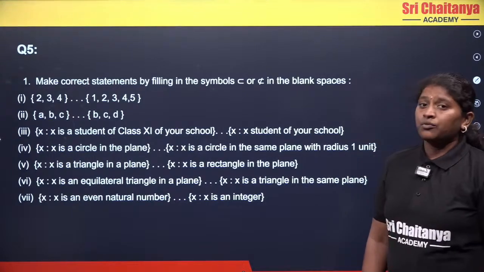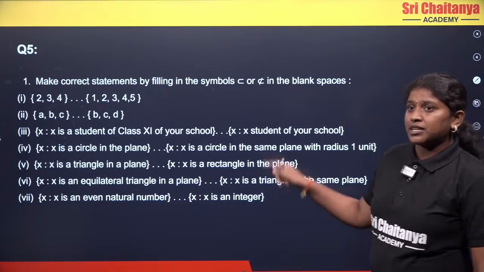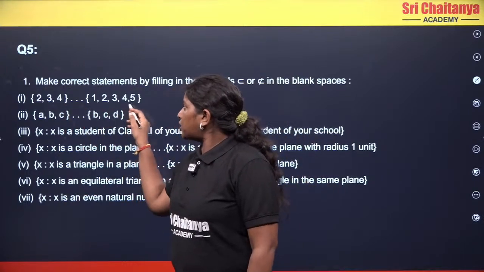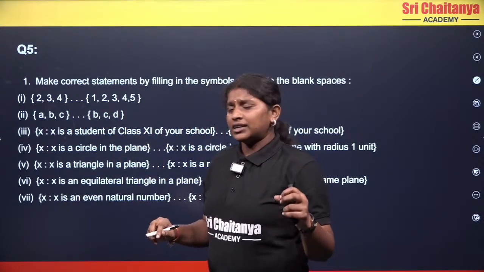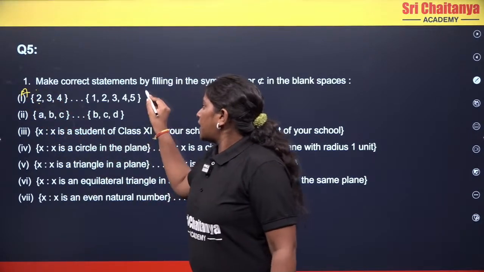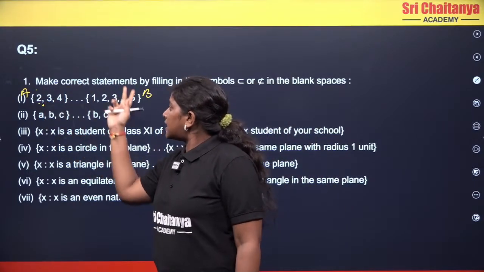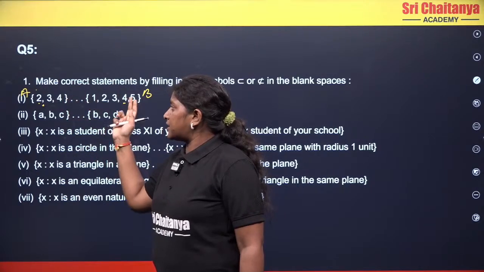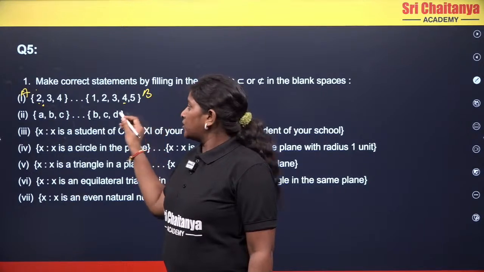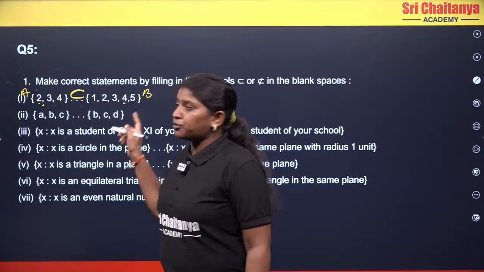Moving to the next, we will solve a question on subsets. Mark the correct statement by filling in the symbols subset or not a subset in the blank spaces. So if we take an example here, {2, 3, 4} and {1, 2, 3, 4, 5}. Just consider these are all set A and these are all set B. If we have all the elements of set A in set B, then it is considered a subset. So these three elements, 2, 3, 4, we already have in set B. So we can say that {2, 3, 4} is a subset of {1, 2, 3, 4, 5}.